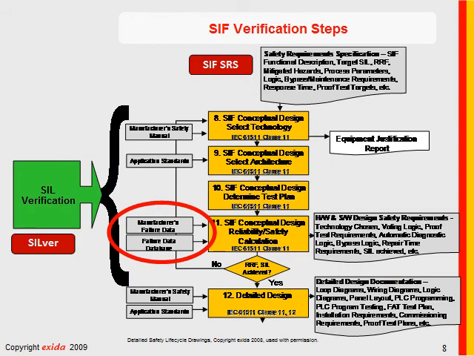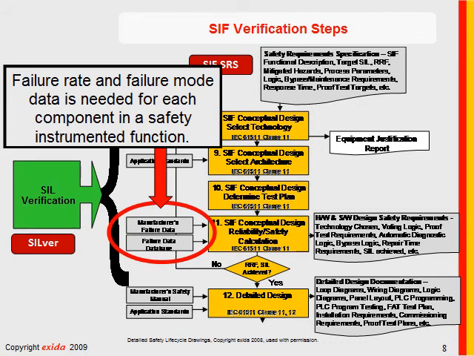Why do we need failure rate data? The failure rate data is used during the SIF verification calculation, and there are a number of metrics that we calculate. The bottom line is we need failure rate and failure mode data for each component used in a safety instrumented function. If we have quality information, we will be able to do optimal safety and availability design.